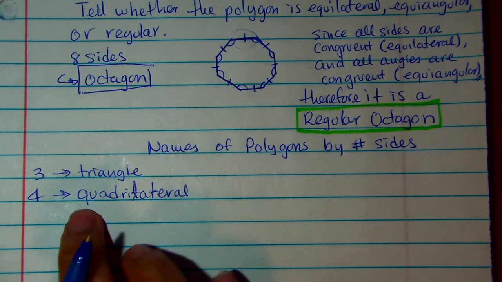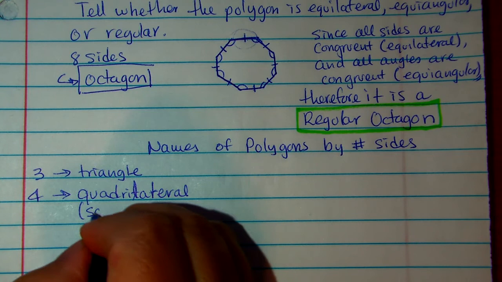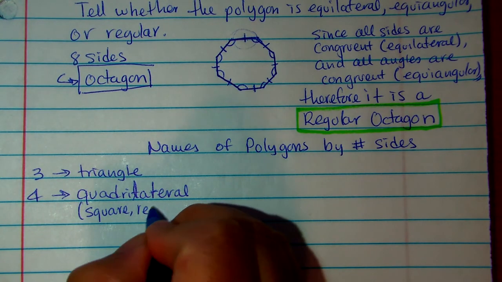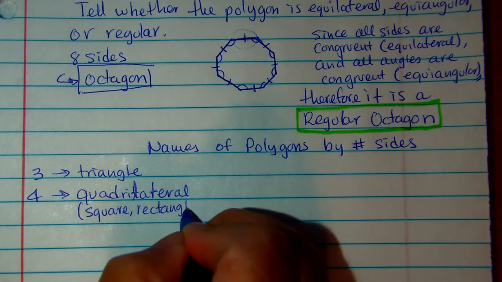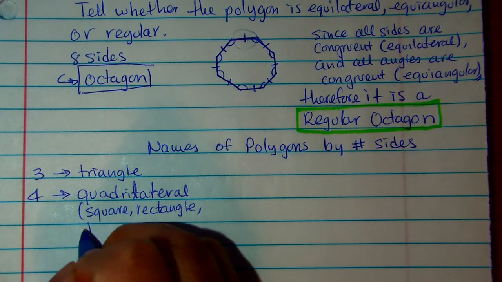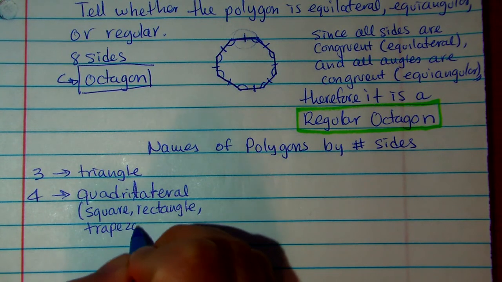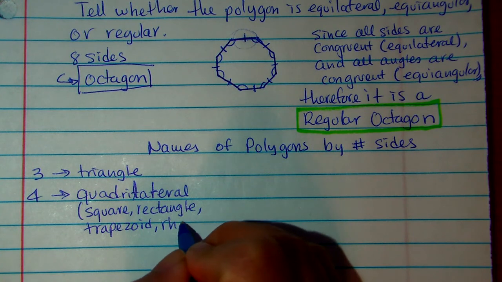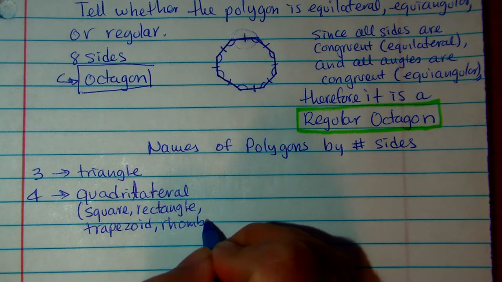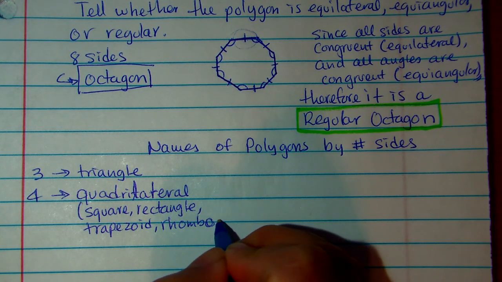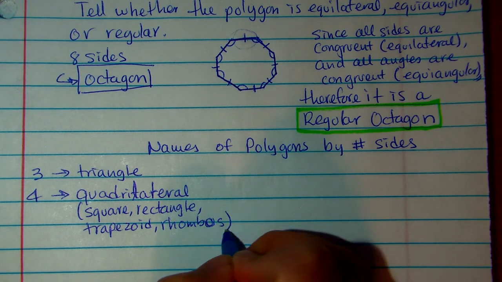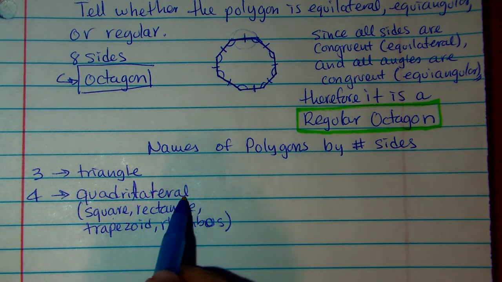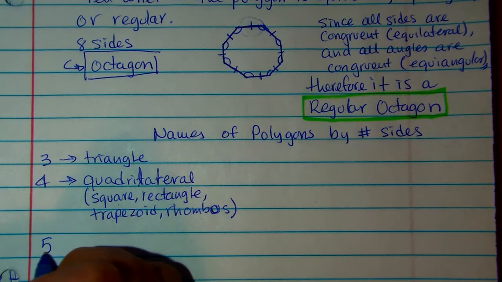And of course, by quadrilateral, we can have a square, a rectangle, a trapezoid, a rhombus. I hope I write this right. Rhombus. So square, rectangle, trapezoid, rhombus. All these are quadrilaterals. Then we have with 5 sides.